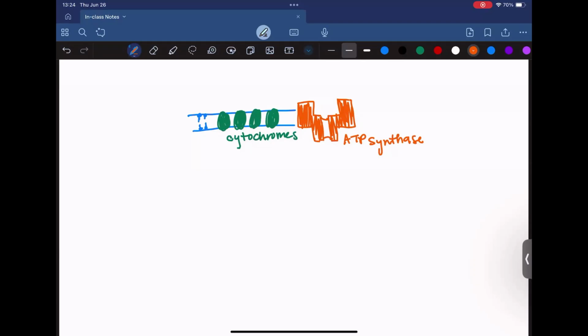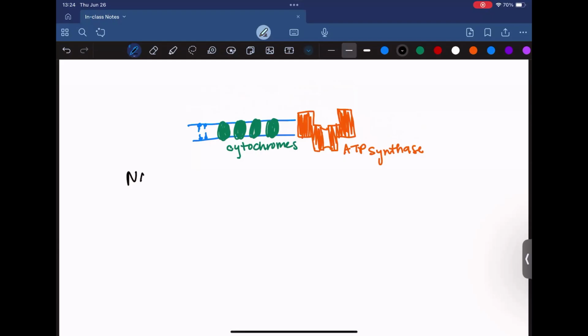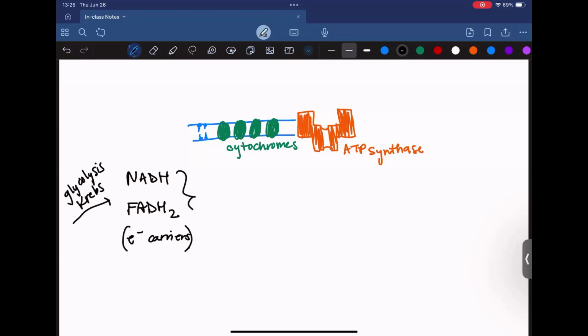And so what happens is we will get our NADH and our FADH2 that we made from the Krebs and the glycolysis. So we've got all of these guys, and these are our electron carriers, just to remind us. And so how are they carrying the electrons? So what these guys are going to do is make the electrons come off.